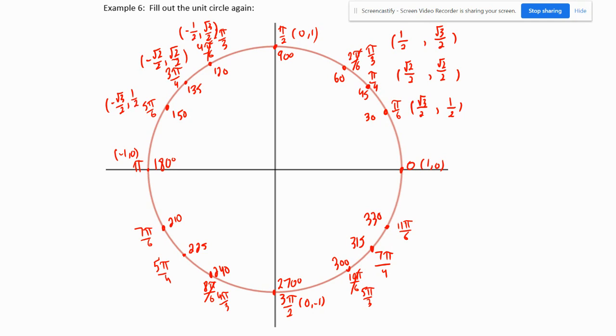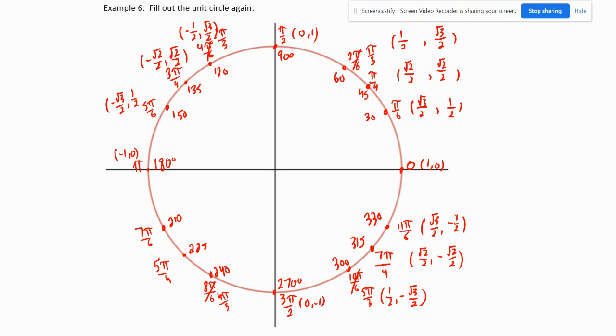Similarly, if I take these 3 points and reflect them in the x-axis, I'm going to get these points in quadrant 4. So the x values are going to stay the same, but the y values are going to become negative. So we get root 3 over 2, negative 1/2. We get root 2 over 2, negative root 2 over 2. We get 1/2, negative root 3 over 2.